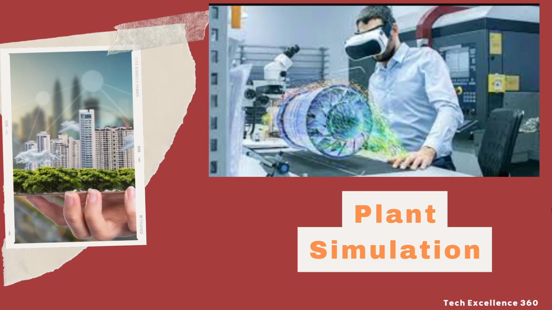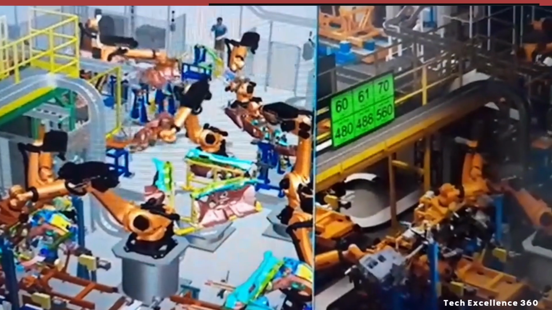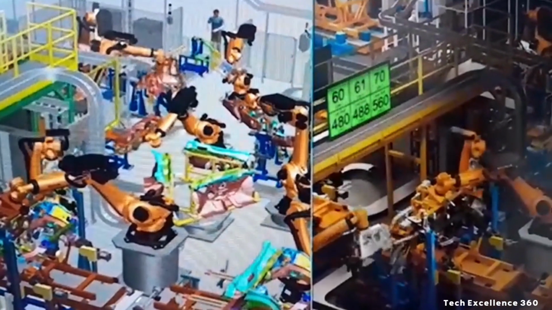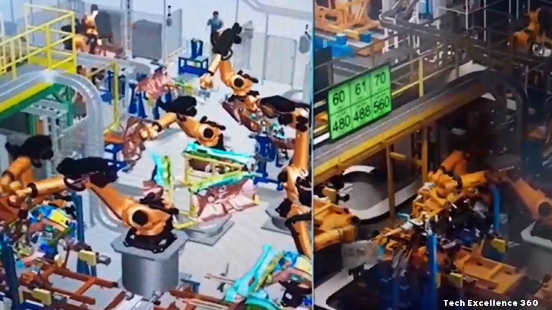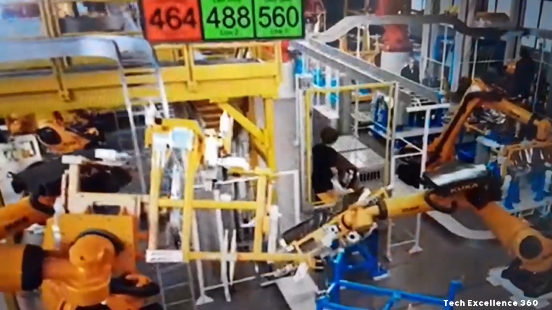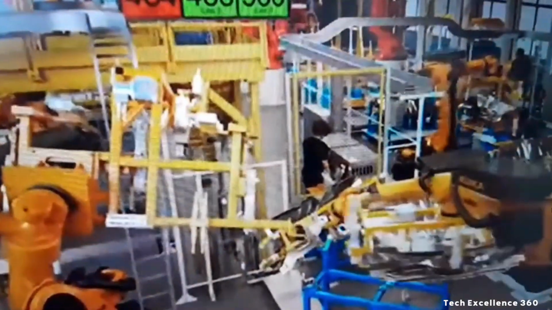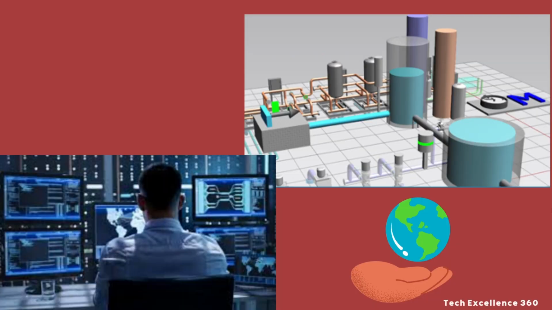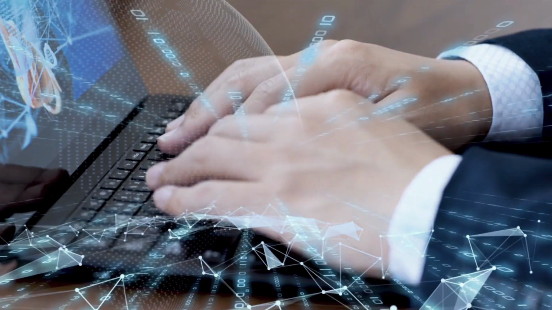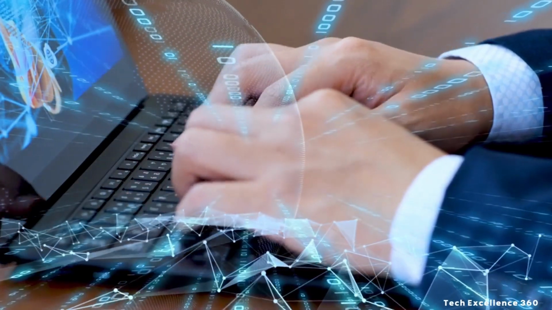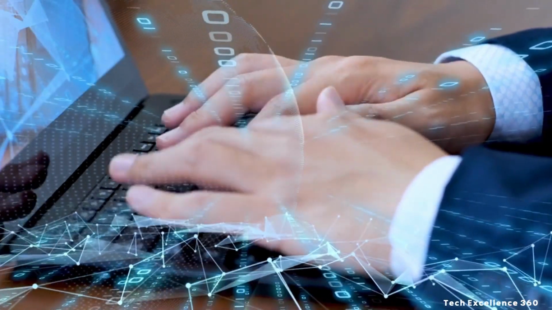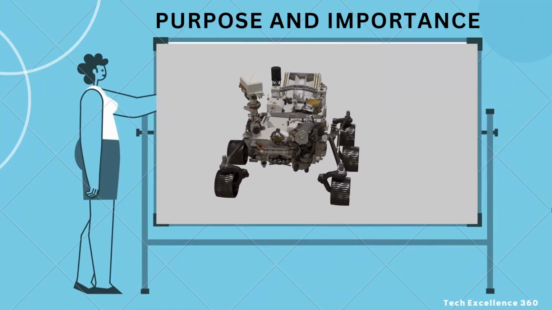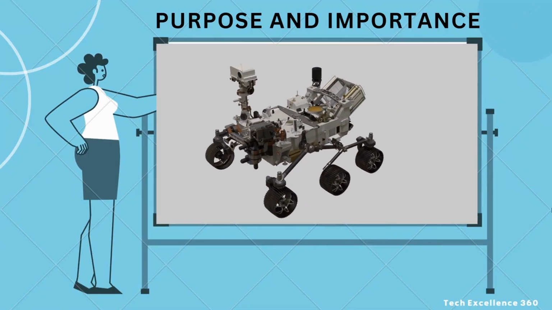In engineering, the term plant simulation typically refers to a simulation or modeling process used to analyze and understand the behavior of complex systems such as industrial processes, control systems, or even entire ecosystems. It involves creating mathematical models that mimic the behavior of real-world systems to gain insights, optimize performance, and make informed decisions. Now let's understand what is the purpose of plant simulation.